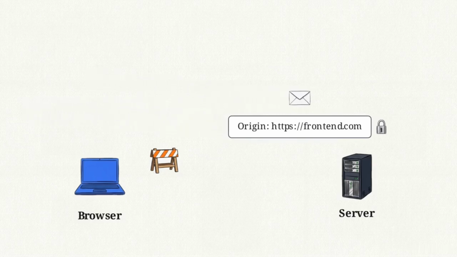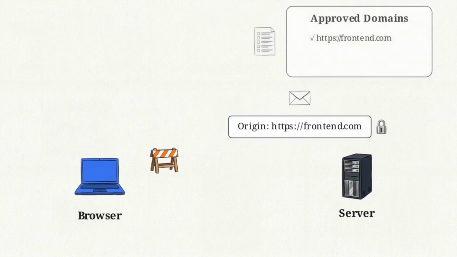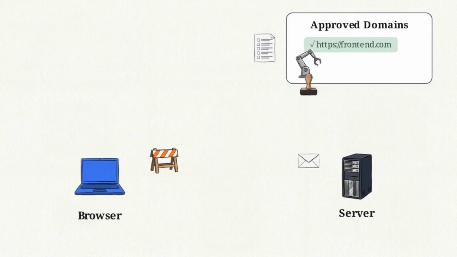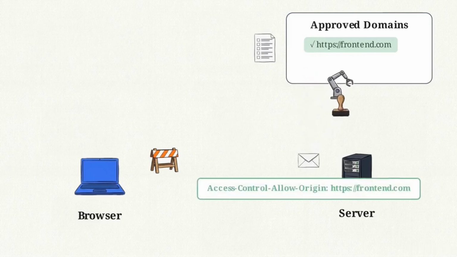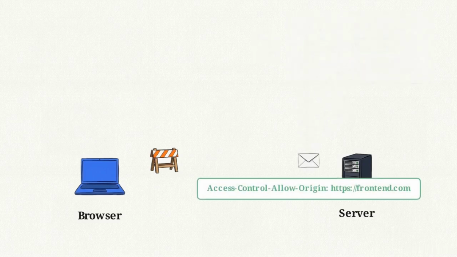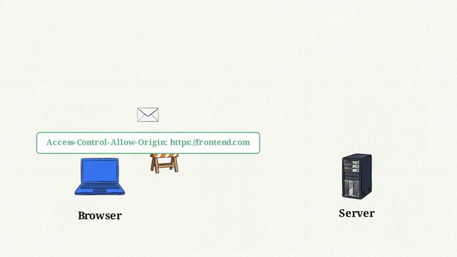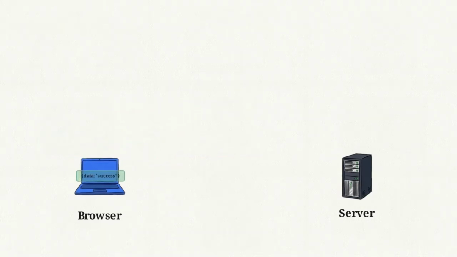The request arrives at the backend. The server reads the Origin header and checks it against its internal VIP list of approved domains. If the domain is approved, the server explicitly grants permission by stamping the response with the exact string Access-Control-Allow-Origin. Upon receiving the response, the browser checks for that specific permission stamp. Once verified, it clears the block and hands the data payload over to your front-end code.